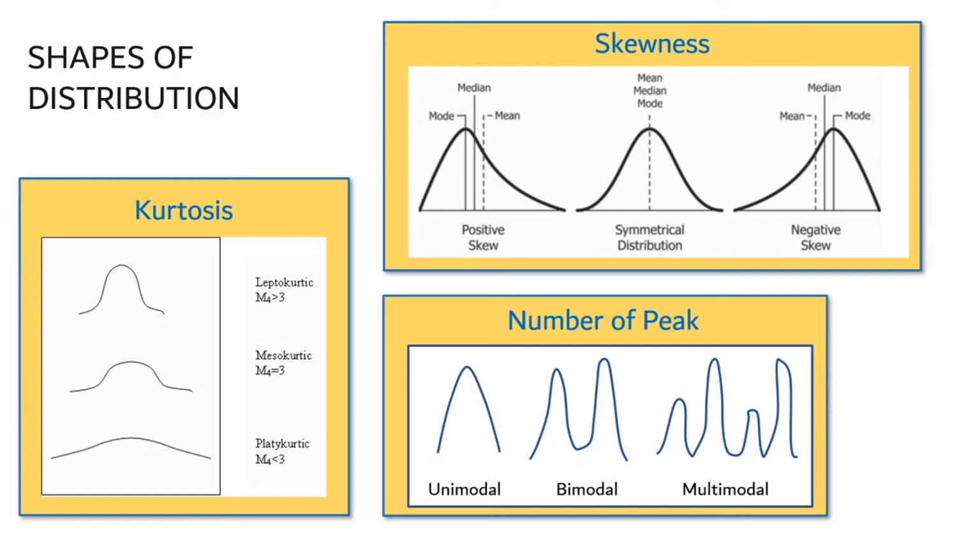The third dimension is the shape of the distribution, which is characterized by several quantities. Skewness states whether the distribution is symmetrical or not. Kurtosis states the sharpness of the distribution peak, while the number of peaks states how many modes the data has. Again, the formulas for quantifying these quantities are in our textbook.